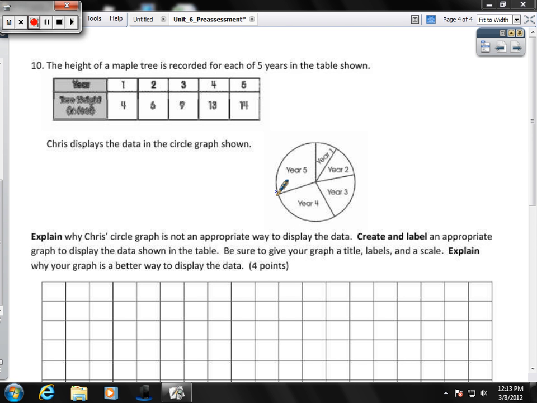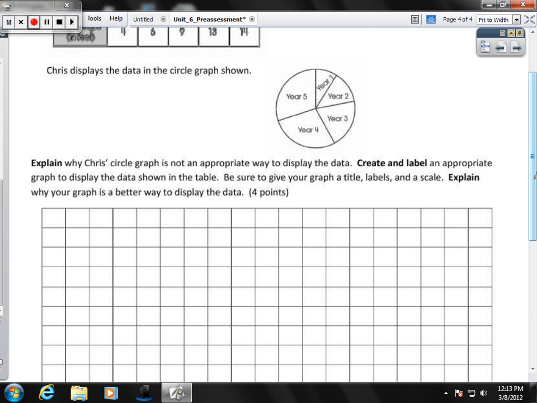The height of a maple tree is recorded for each of the 5 years in the table shown below. So there's the table. Chris displays all the data in a circle graph. Here's the question. Notice first that it is a 4-point response. That usually means you've got to do how many things? 4 things. Emily, how about explain why Chris's circle graph is not appropriate? That's the first thing you've got to do.